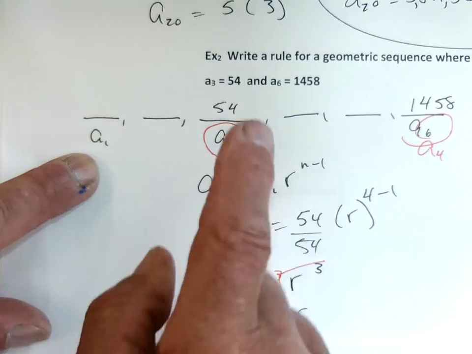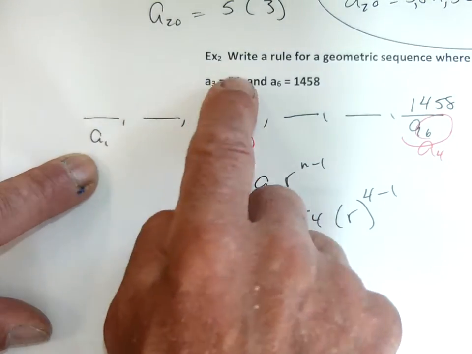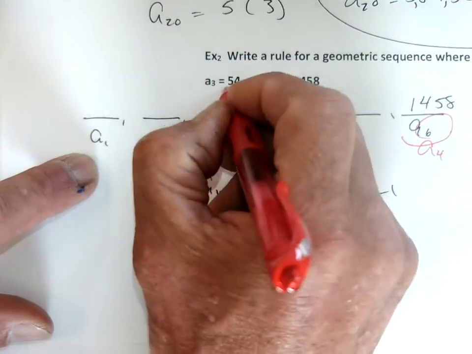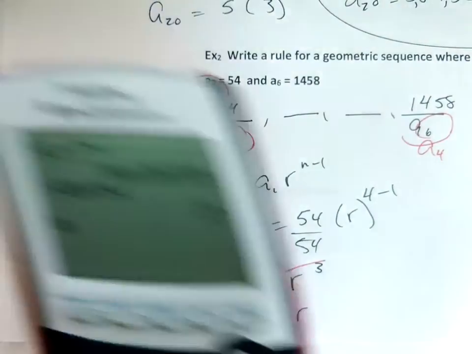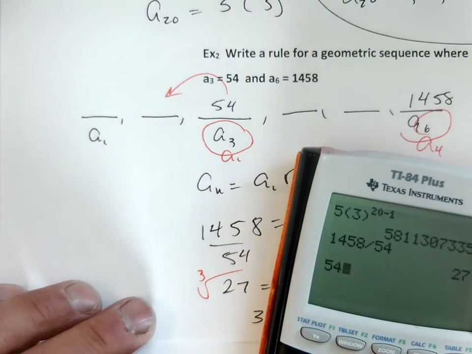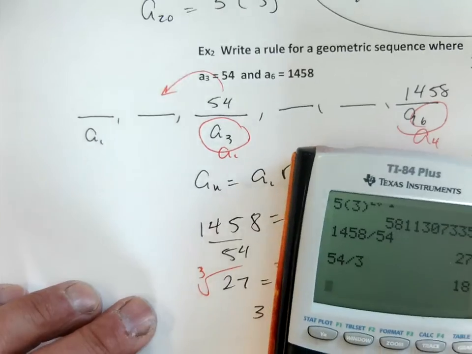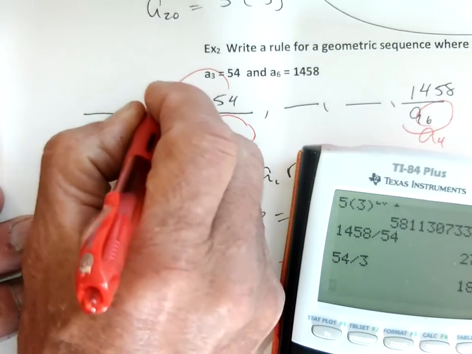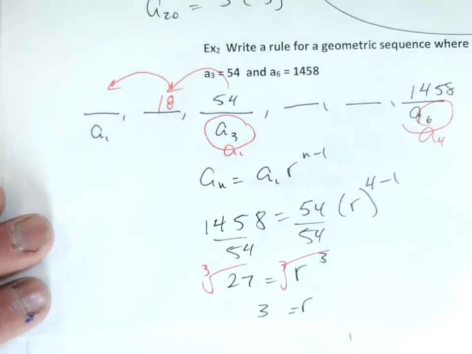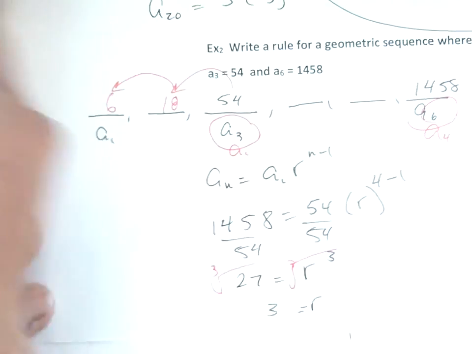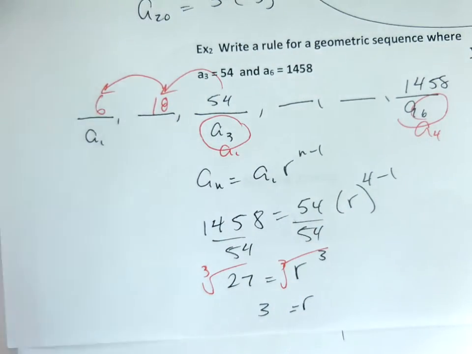So let's work it backwards. So instead of going times by 3, let's work it backwards. Let's divide by 3. Okay, so if I take 54 and I divide it by 3, I get 18. Divide by 3 and I get 6. So my first term is 6. Okay, now I have everything I need to make a formula.